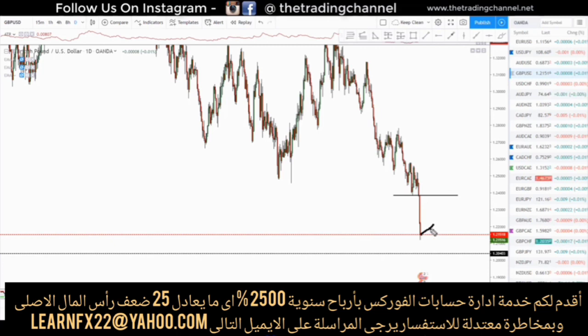Also, if we get any kind of pullback here, during that pullback I'm going to be looking for shorting opportunities, because I think this market's going to make it down to 1.2040 before we see any type of reversal out of the pound. And again, if this market does make it all the way down to 1.2040 without giving any kind of pullback, that's an area I'll look for possible counter trend bounces out of the pound dollar.